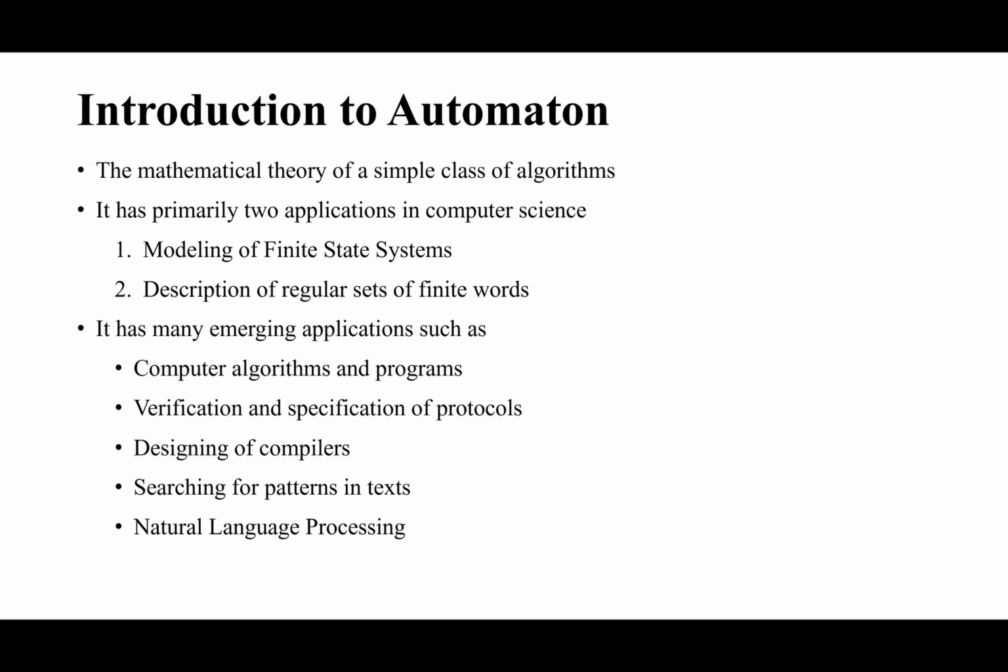So we are calling this the theory of automata, and it has two primary applications in computer science: one, modeling of finite state systems, and second, description of regular sets of finite words. And there are many emerging applications like computer algorithms and program verification, specification of a protocol, designing of a compiler, searching of patterns in a text, then natural language processing. So these are some applications of an automaton.